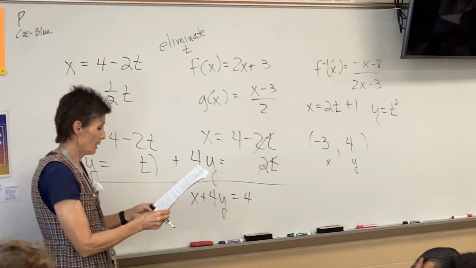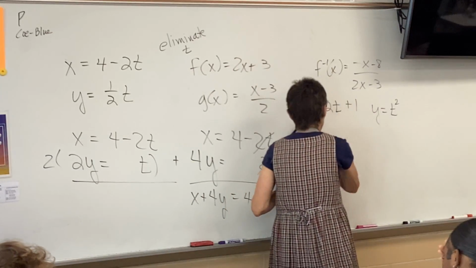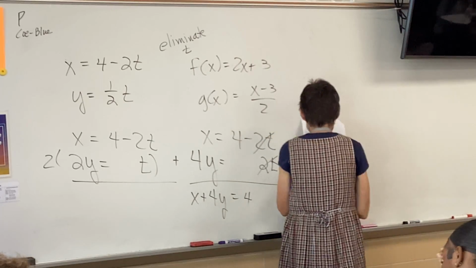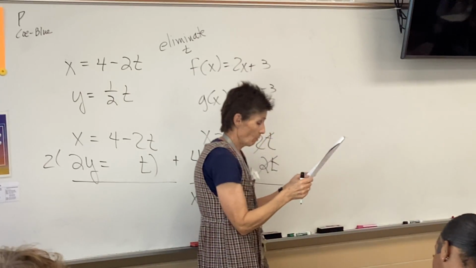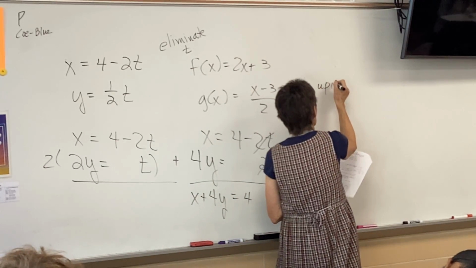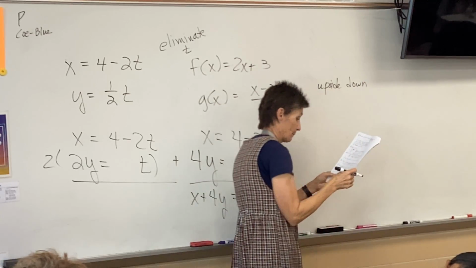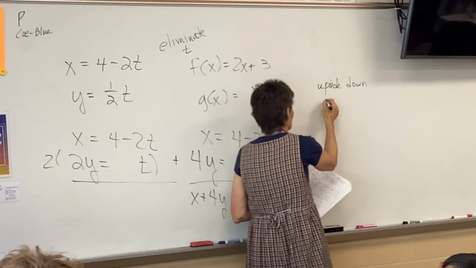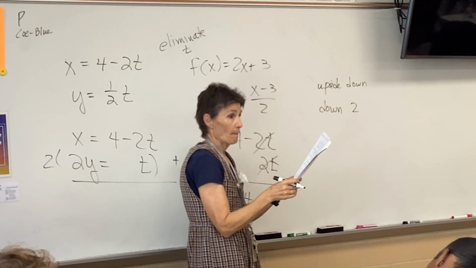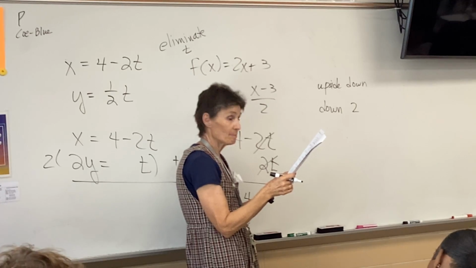Okay, last one. What in the heck happened? Let's make a list. What are the changes that you can see in getting from picture 1 to picture 2? What happened? It flipped. It went upside down. What else? Down 2. And the height got multiplied by 2.